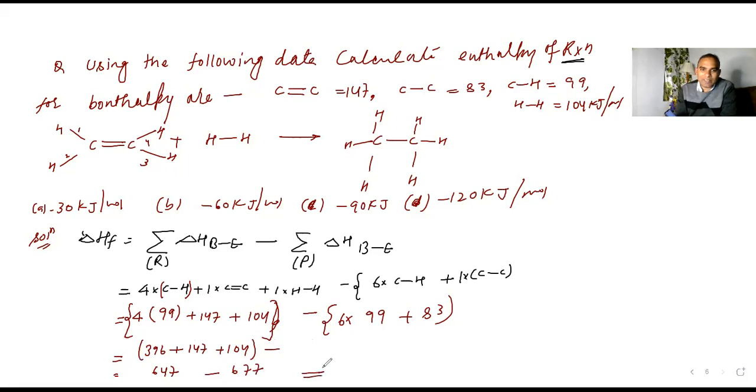So what value is coming? 647 minus 677 is minus 30 kilojoule per mole. So the correct option is option A. Will you write this down, please?